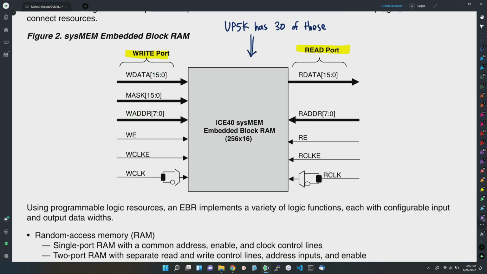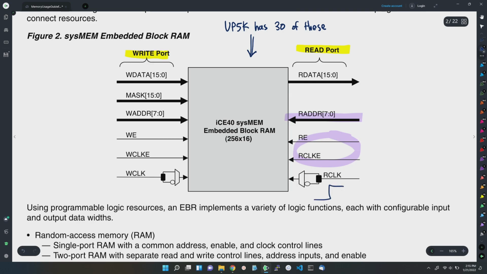Doing a read is similar. You present your address on the address inputs, you assert the enable inputs, they both need to be high, and then on a positive edge of the read clock, the data will be presented on the data outputs.